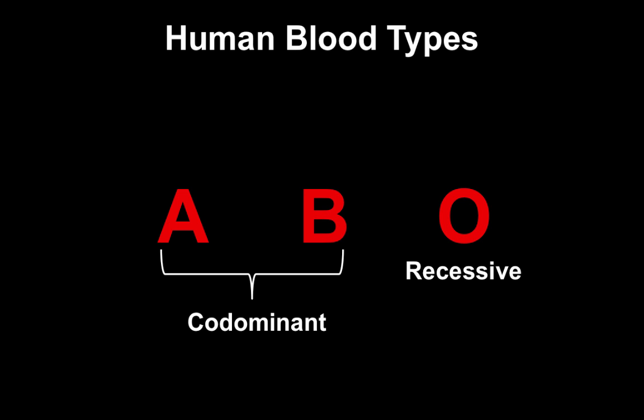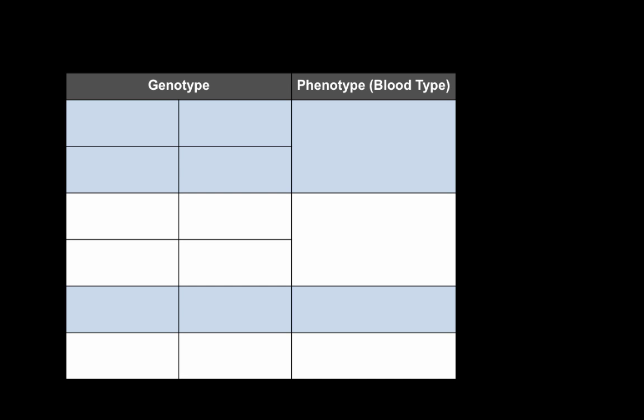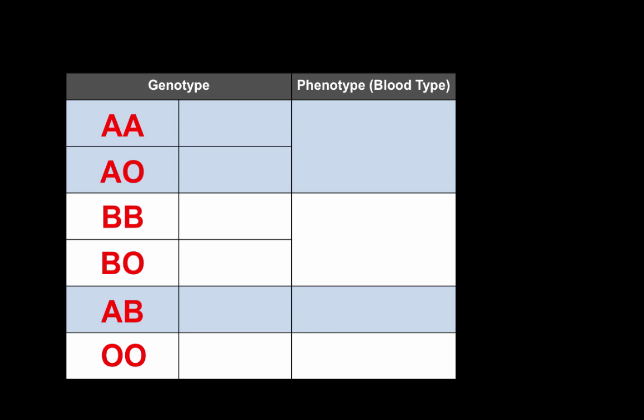Now another way that you might see this written is A with an I and then a superscript A, same with B, and then a lowercase i for O to indicate that it is recessive. So you may see it either way. So let's look at the possible genotypes and phenotypes, because remember, even though I have 3 alleles, I still only end up with 2 in my genotype because I only have 2 parents. So the possible combinations that I could have are 2 A's, an A and an O, 2 B's, a B and an O, an A and a B, or 2 O's. And again, the other way to write that would be like this.